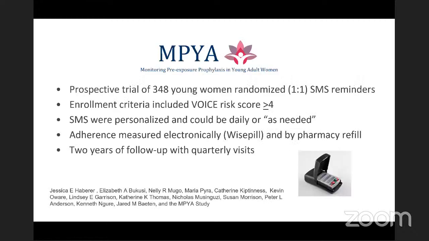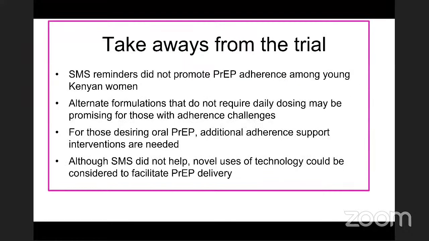And so in one of the trials, we thought that because SMSs have been found to support adherence for ART, we ran a trial to see whether SMSs could support adherence to PrEP. We enrolled 348 young women, because the biggest challenge in adherence has been around young women, to receive SMSs. But what we found is that SMSs did not support adherence for this population. And so there's a need to think beyond the use of SMSs to support adherence for young women. Among discordant couples, we've not found adherence to be a challenge, but young women, who are among the highest risk groups, the SMSs did not support adherence. And so for those who need oral PrEP, and especially the young women, they may need additional adherence support interventions.